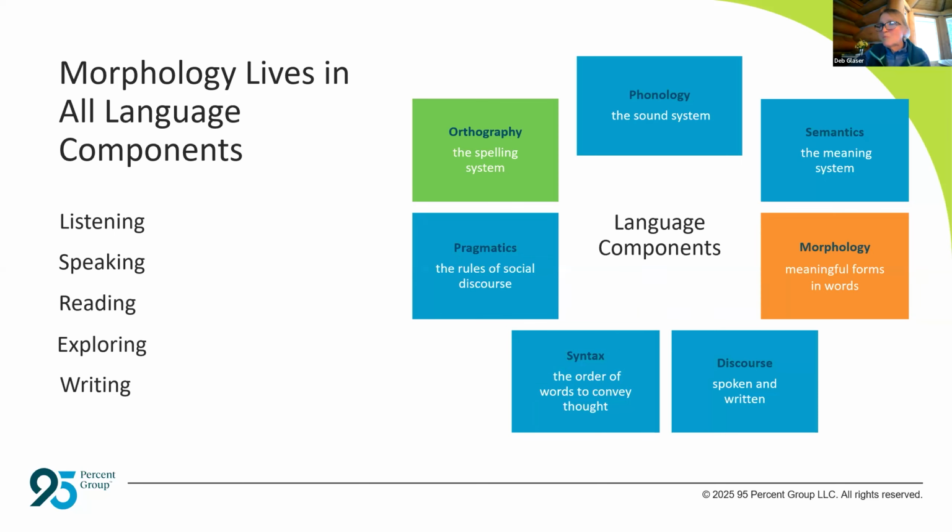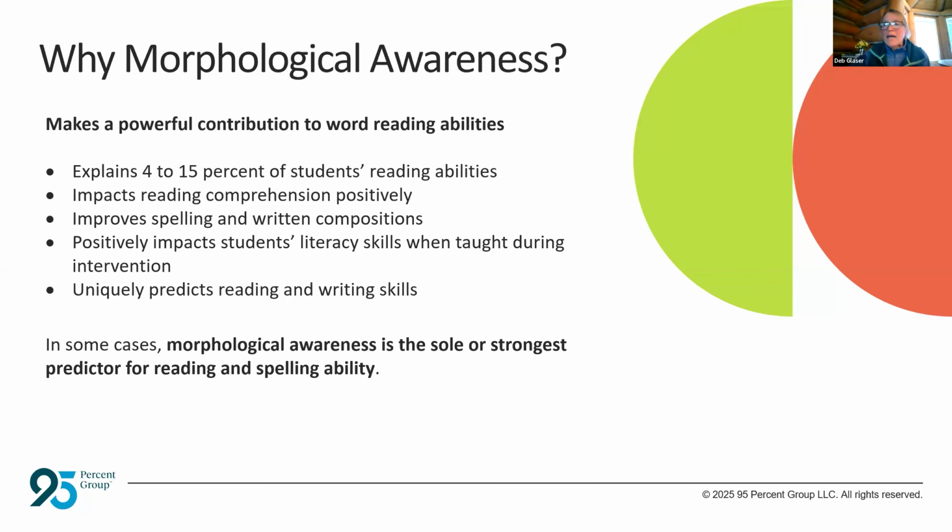All right, so morphology lives in all the language components. And why do we even focus on helping students become aware of the language they speak and produce? Because it makes a powerful contribution to word reading abilities. I know you can read over these bullet points. It makes the points from research that continues to help us understand the importance of morphology. And in some cases, it is the sole or strongest predictor of reading and spelling ability.